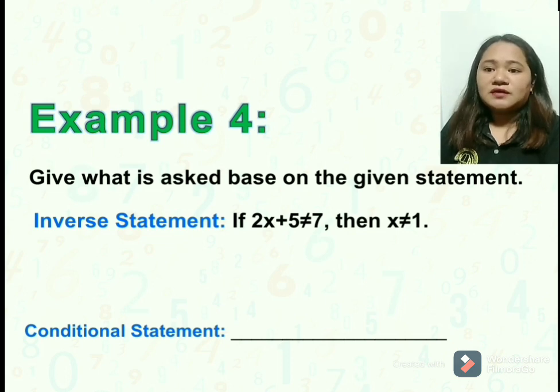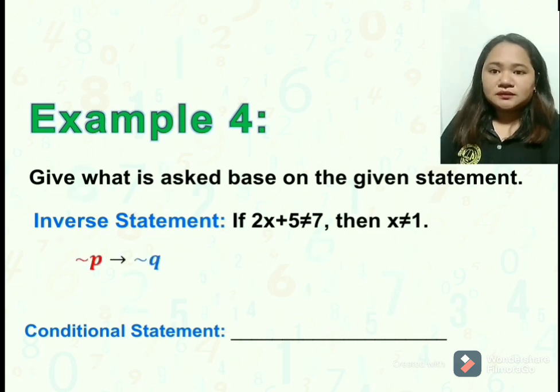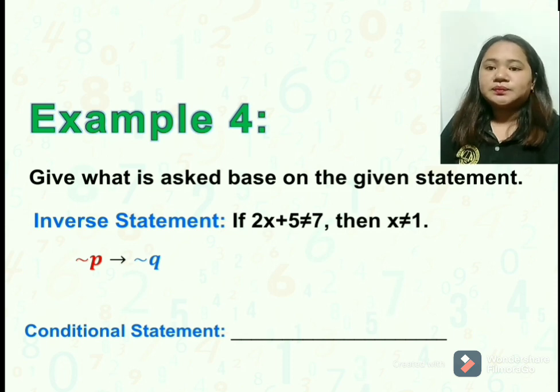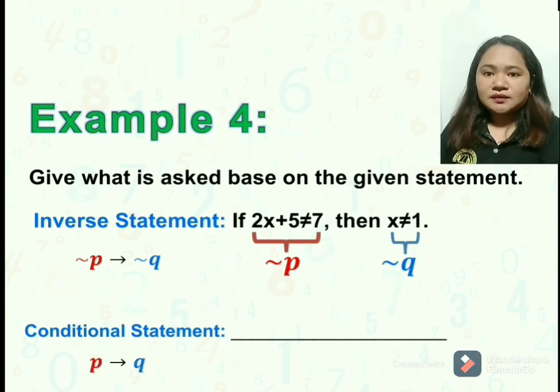So we know that the format of the inverse statement is negation of P implies negation of Q, or if not P, then not Q. So this is the not P, or the negation of P. And this is the negation of Q. So for the conditional statement, let's make it a positive statement. So we have P implies Q. If 2x plus 5 equals 7, then x equals 1.